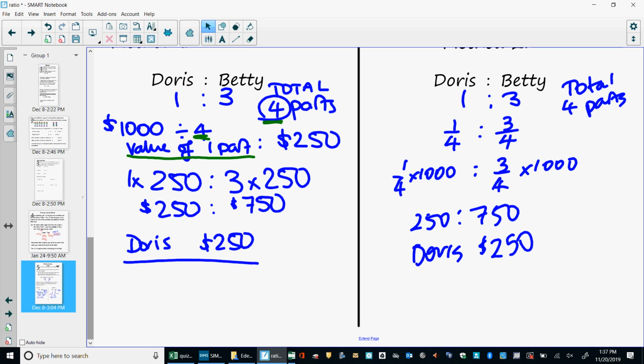So just read the question and make sure that you're understanding whether you are splitting an amount, or whether you have been given one of the values, okay? It is sometimes quite key that you're really reading the question carefully as to how they've asked you to do it. Any questions about that?